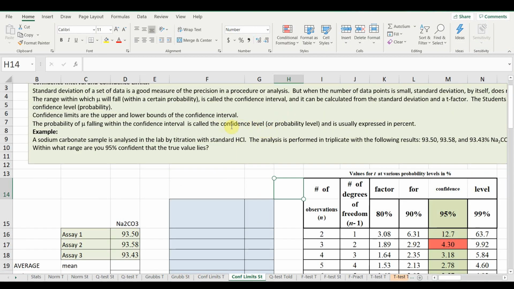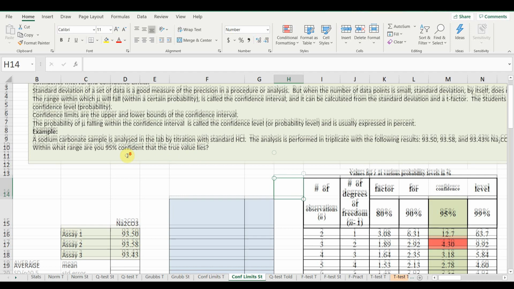So this Excel file is called Excel Stats. We're working on the worksheet called Confidence Limits. Take a look at this example. A sodium carbonate sample is analyzed in the lab by titration with standard HCl. The analysis is performed in triplicate with the following results: 93.5, 93.6, 93.4% sodium carbonate. Within what range are you 95% confident that the true value lies? That is the population mean, not the sample mean.